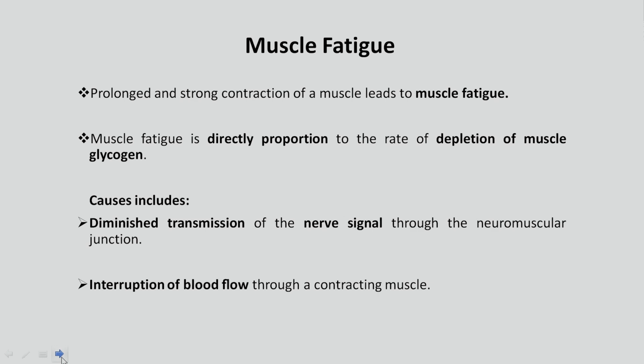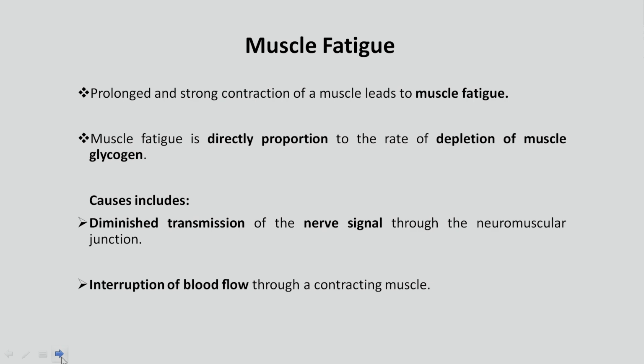Why does fatigue occur? Because ATP, the energy source, is getting depleted, and a sufficient amount of ATP is not available for muscle contraction and relaxation. That is why fatigue takes place. Also, glycogen is an important source of energy for the muscle, and it is also depleted when we do continuous work. So, muscle fatigue is directly proportional to the rate of depletion of muscle glycogen.